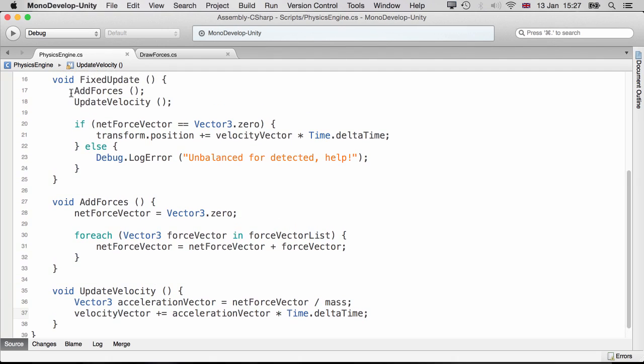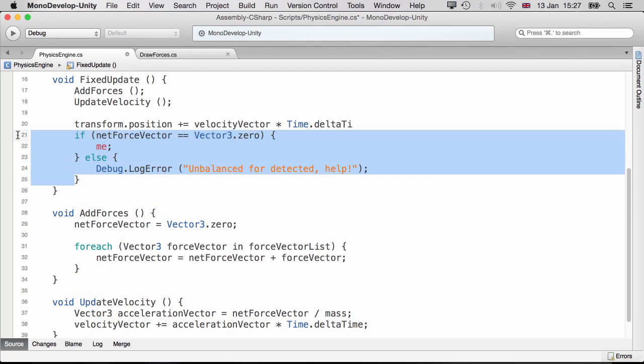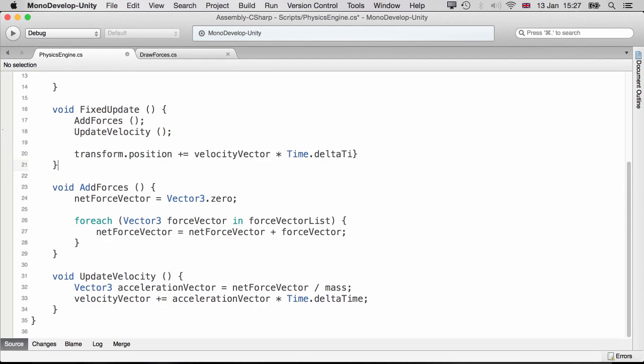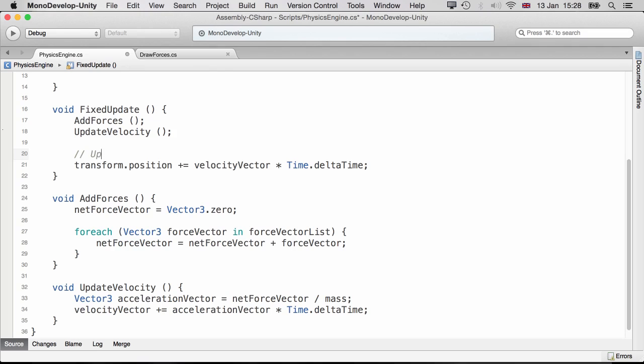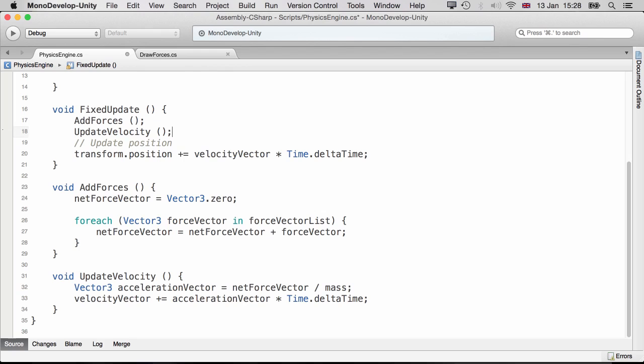So we add the forces, we update the velocity, and then we don't need this unbalanced force detected anymore because it doesn't matter if the force is unbalanced. So we just then update the position. Now you could just put a comment in to say that's what you're doing. So I'm going to just have it say: add forces, update velocity, update position, and it goes ahead and does it. Let's try it.